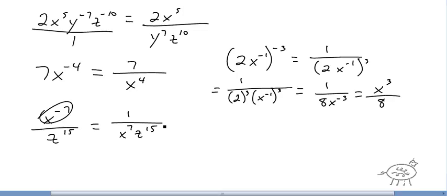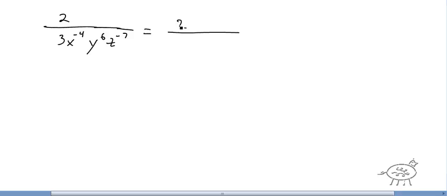It can get a little more complicated. Here, let's do a new page here. So 2 over 3x to the negative 4th, y to the 6th, z to the negative 7th. Okay, what is the only thing that's being moved? That 2/3 is actually hanging out there. That's not touched. That y to the 6th, that's where it's at. The x goes to the top, x to the 4th. The z goes to the top, z to the 7th. And that's your answer. So it's 2x to the 4th, z to the 7th over 3y to the 6th.